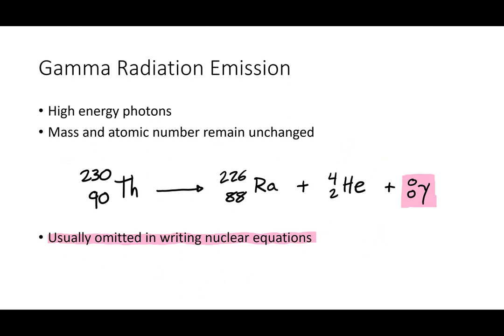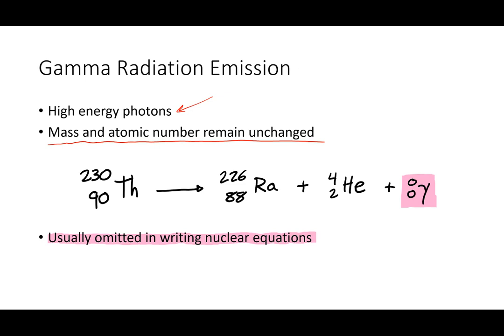Let's talk about gamma radiation, which I feel is the easiest for students to understand, simply because it's high energy photons, or particles of light. And as we talked about at the beginning of the year, light does not have any mass. So that would lead you to believe that mass and the atomic number remain unchanged as you emit gamma radiation. So let's look at this.